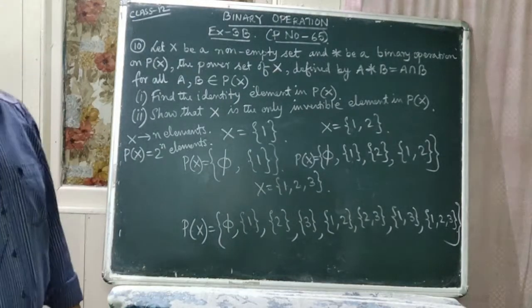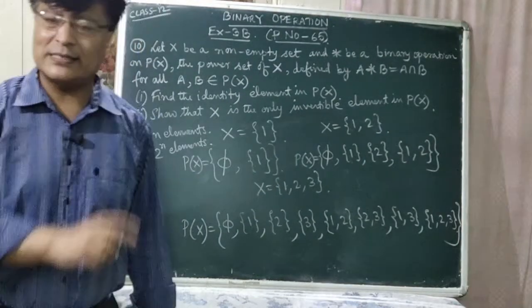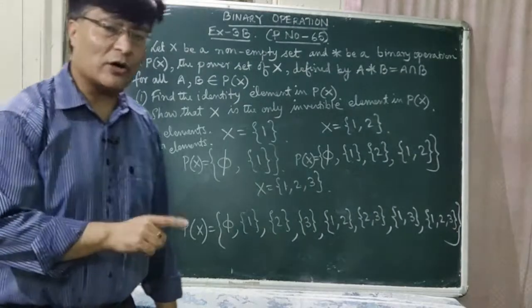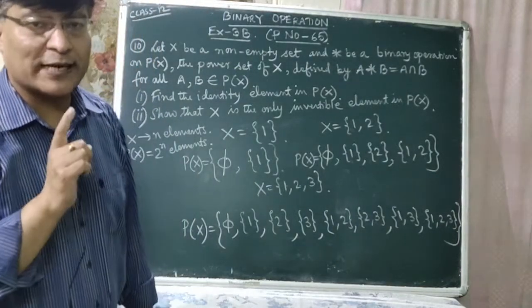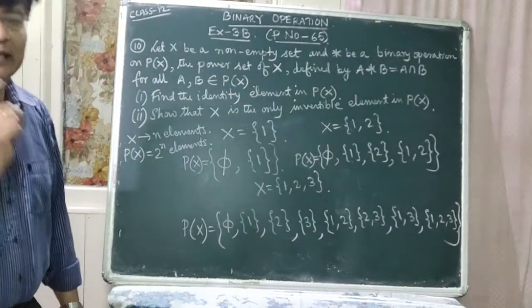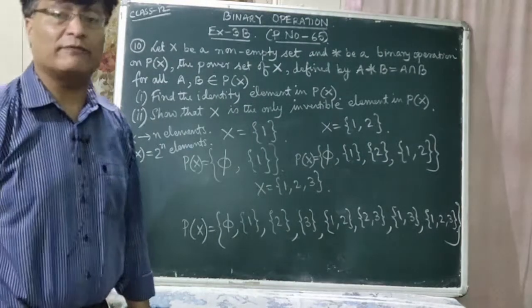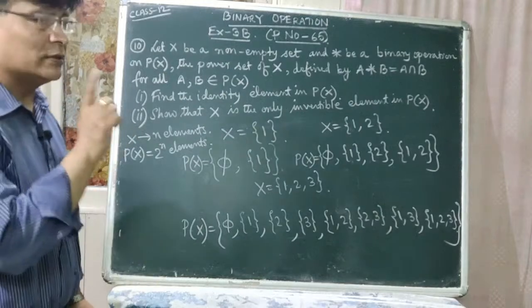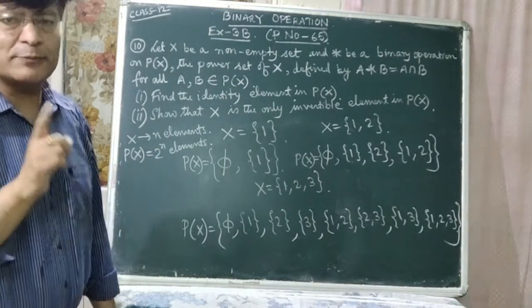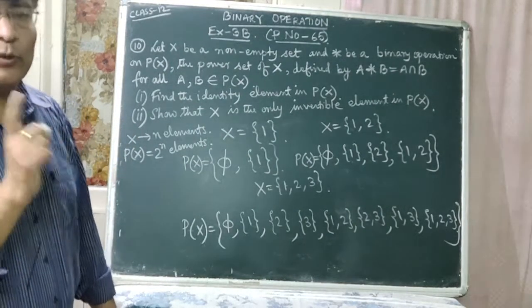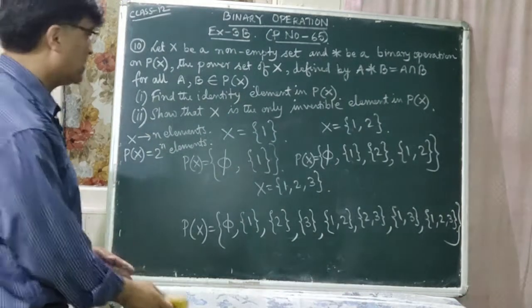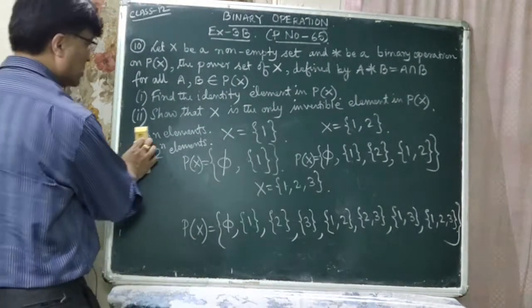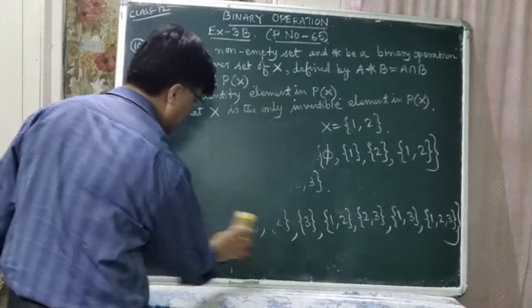So what do you mean by the power set of the given set X? The set of all possible subsets of the given set X is known as the power set of X. Is that clear? What do you mean by the power set of X? The set of all possible subsets of the set X is known as the power set of X. So I think you have understood it. So let us write down the definition of power set.